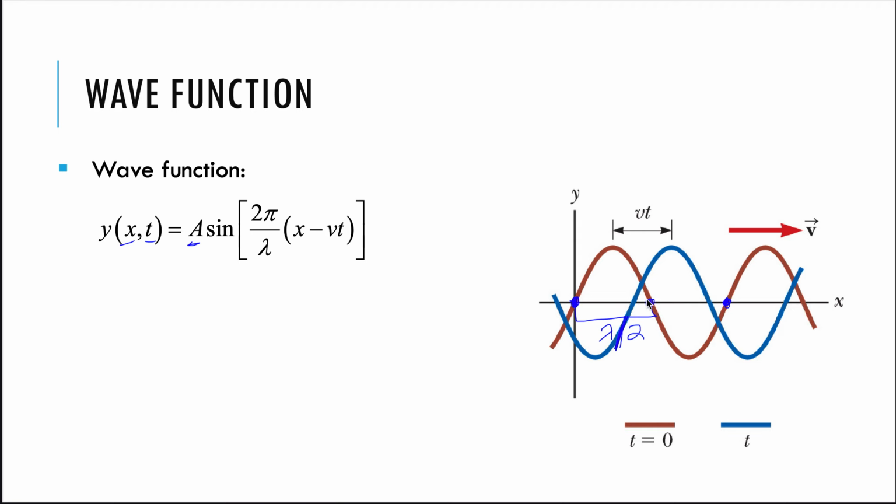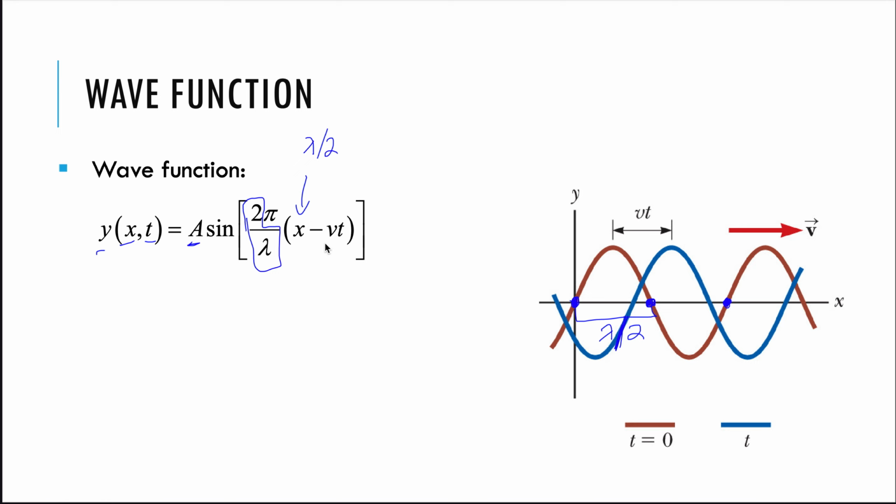Every time the wave travels lambda over 2, its position is going to be 0. So every time x is lambda over 2, we want the y position to be 0. So that's where this comes from. This 2 pi over lambda is going to cancel out the lambda over 2. So every time x is lambda over 2, we're going to have sine of pi, which is going to be 0 for the y. So that's where that comes from.